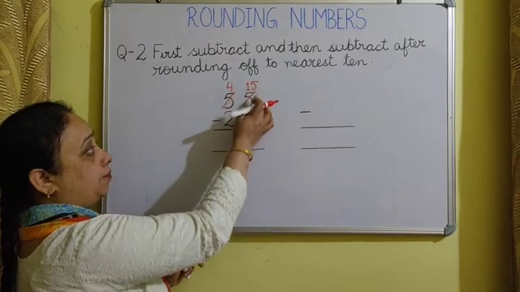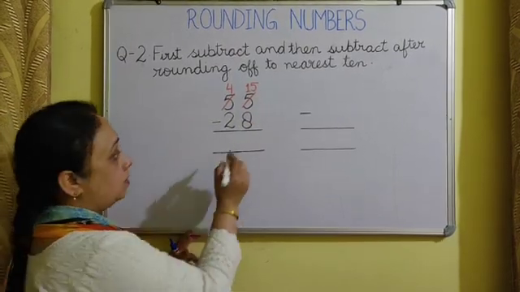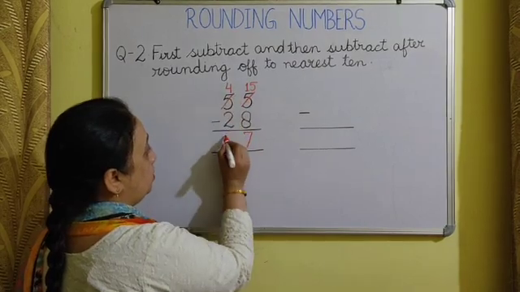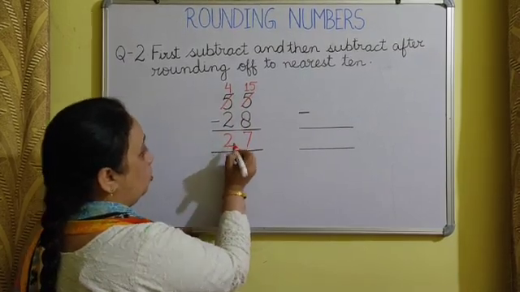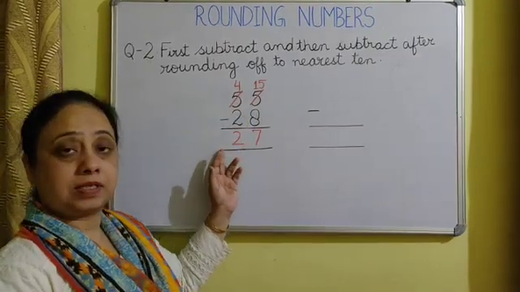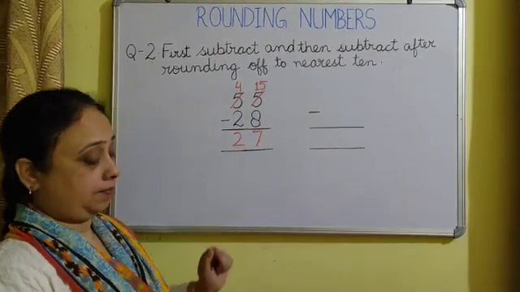Now we can subtract: 15 minus 8 is 7. 4 minus 2 is 2. So when we subtract 28 from 55, our difference is 27.